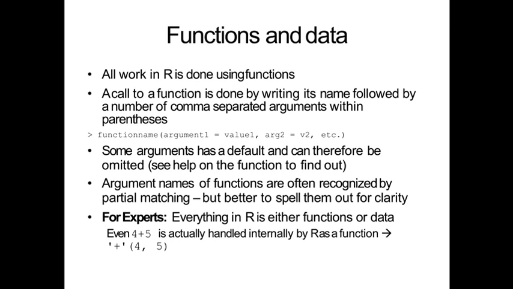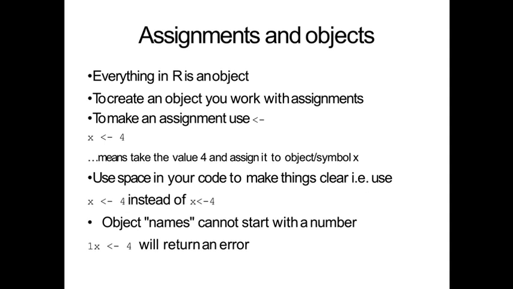So the next thing we need to think about are functions. All the work of R is done in a function. To call a function, you write its name followed by parentheses. So we have the function name, and then within the parentheses are going to be the arguments, the things that you're actually telling that function to deal with. Some arguments have a default, and therefore they can be omitted. The argument names of functions are often recognized by just partial matching, but it's really good to spell things out totally.